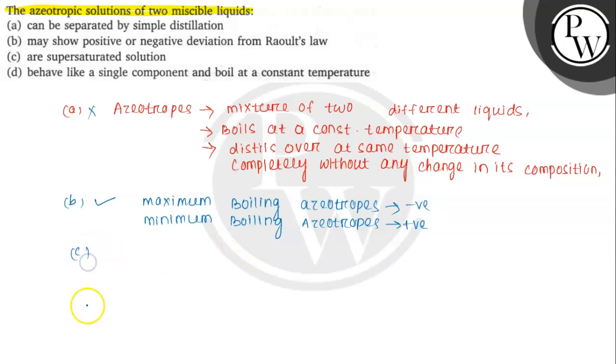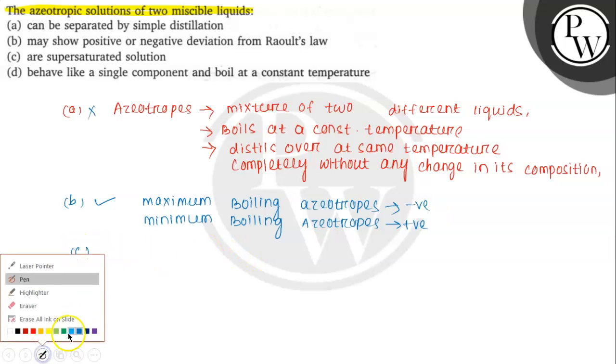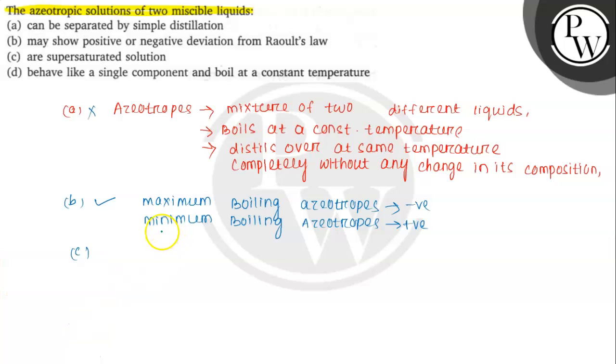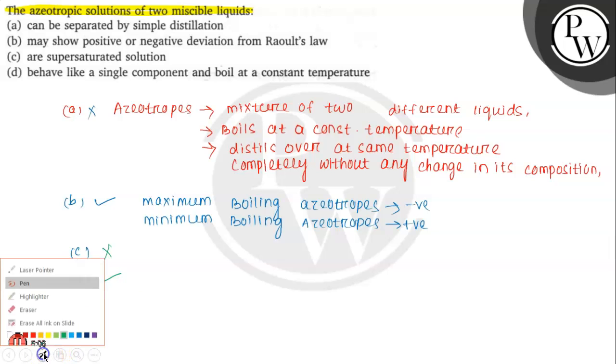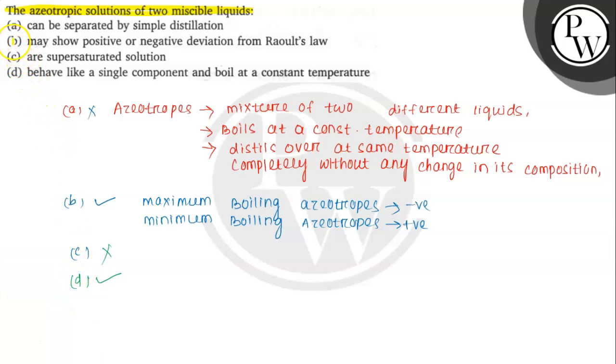So now option C. Option C says that they are supersaturated solutions. So it is incorrect. They are not supersaturated solutions. They behave as a pure liquid. Option D says that they behave like a single component and boil at a constant temperature. We know about azeotropes that they boil at a constant temperature and behave like a single component, as a pure liquid. That means option D is also correct. So options B and D are correct.